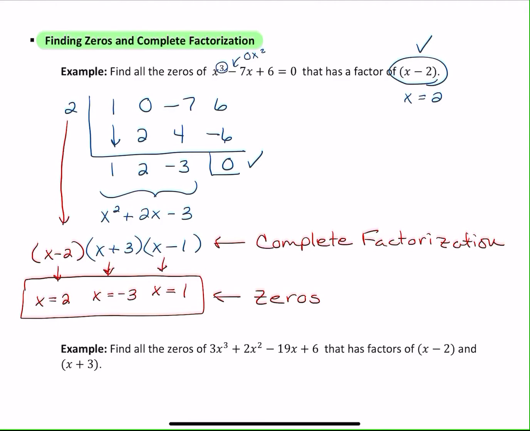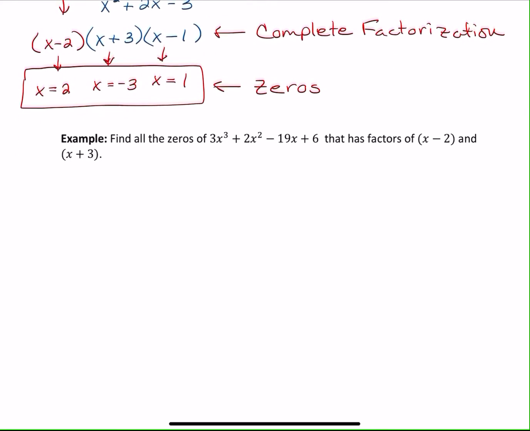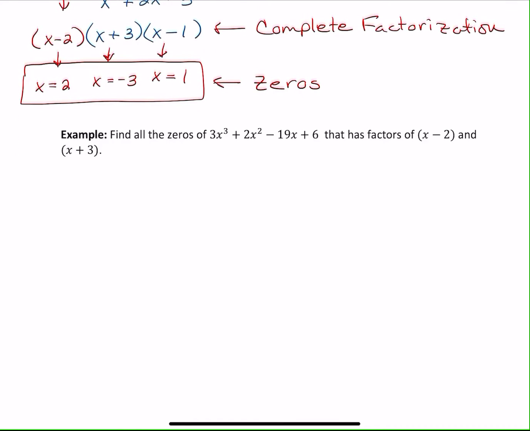So let's do that again. This one says find all the zeros of 3x cubed plus 2x squared minus 19x plus 6 that has factors of x minus 2 and x plus 3. So this one has given us two factors to start with. Notice that we're in descending order and there's no missing terms. So I can just pull my coefficients without putting any placeholders.